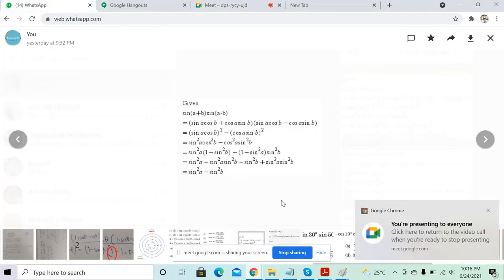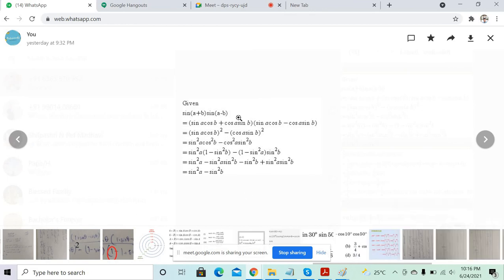Can you see my screen? Yeah, this formula I sent you. Oh yeah, you sent. Sin A plus B into sin A minus B, so sin square A minus sin square B.